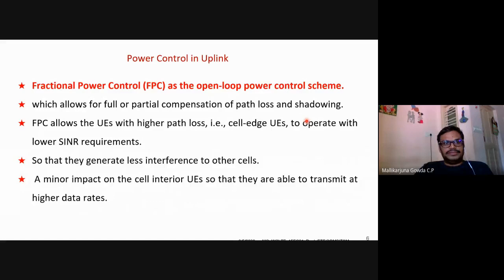This fractional power control allows the user equipments with higher path loss, meaning the cell edge user equipments, to operate with lower signal to interference noise ratio requirements. So the user equipment at the edge of a cell will be operating at a lower signal to interference noise ratio. By lowering their signal to interference noise ratio, we will be able to minimize the inter-cell interference, or interference with the neighbor cells. The impact is minor on the cell interior user equipments, as they are able to transmit at higher data rates because of this.